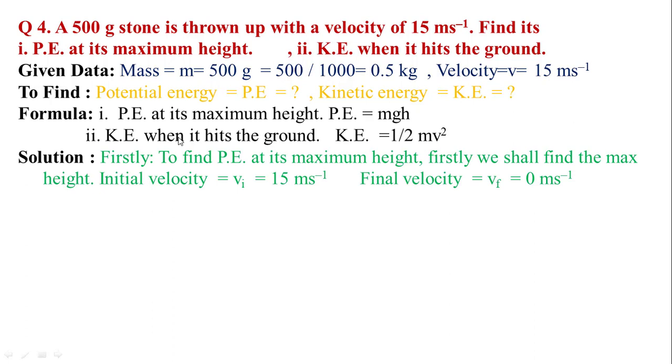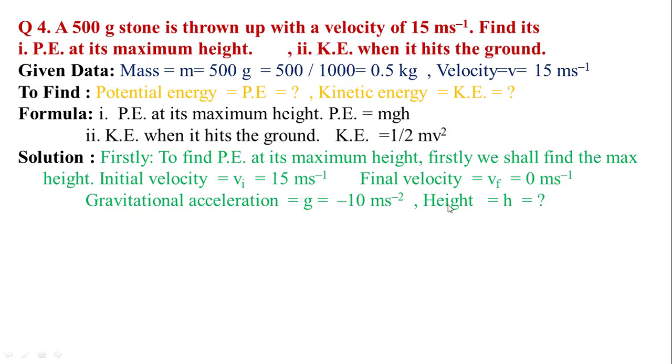Solution. First, to find the potential energy at maximum height, we shall find the maximum height. So the initial velocity Vi is equal to 15 meters per second and final velocity Vf is equal to 0 meters per second. Then we calculate the value of height. We know that gravitational acceleration toward the height, g is equal to minus 10 meters per second square.